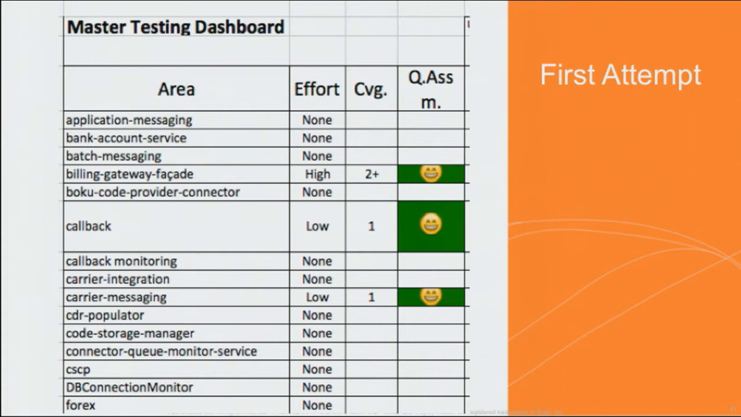So per James's example, the effort would be something like none, low, or high. And that would be maybe a factor of how much time you might put in, how much energy are you going to invest in testing that area. And the coverage was another factor of that. And the quality assessment was not pass or fail. He was using happy faces, smiley faces, and neutral faces. So we gave that a try, just as he did.